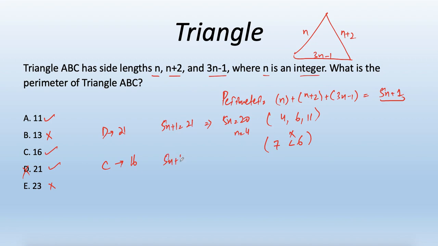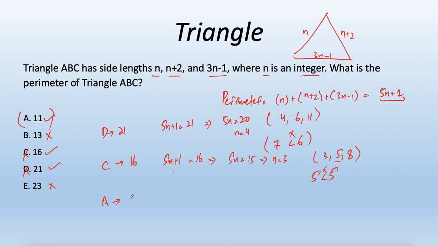Now let's see option C, which is 16. So 5n plus 1 must be equal to 16 for this to be the right answer. That means 5n is equal to 15 and n is equal to 3. So the three sides are 3, 5 and 8. Again, using the triangle inequality, if I consider side 5, that must be greater than the difference of the other two sides, that is 8 minus 3, which is 5, and again this is wrong because 5 is equal to 5, not greater than 5.